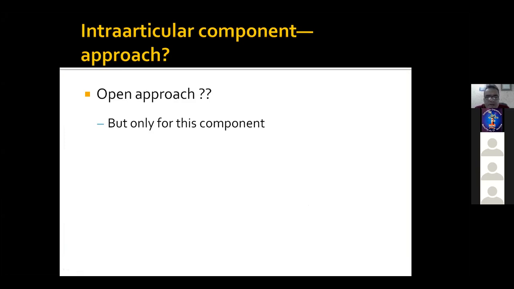So the intraarticular component of the fracture, how do we approach it? We approach it by an open approach, but the open approach should be only for this articular component. We use an anterolateral approach. Why do we use an anterolateral approach? Because we need an anterior approach to visualize the articular surface, and we need a lateral approach because we put our plate laterally.